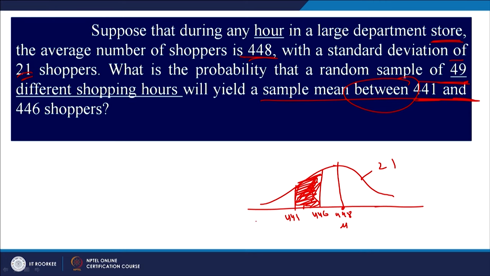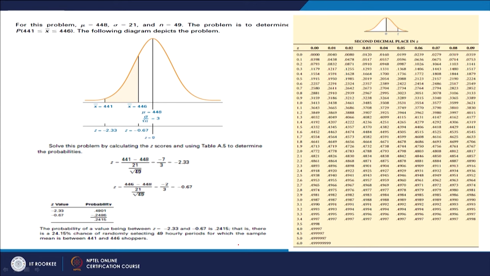First of all, convert all these x values into z values. The z value here would be 0. What would the z values towards the left side be, positive or negative? All z values towards the right side of the mean are positive and towards the left side are negative. So let us calculate the z values. We know the mean is 448, the standard deviation is 21, and the sample size n is 49. We want to find P of x between 441 and 446.